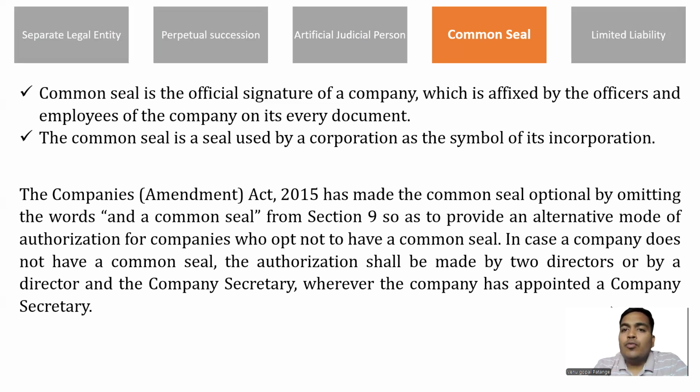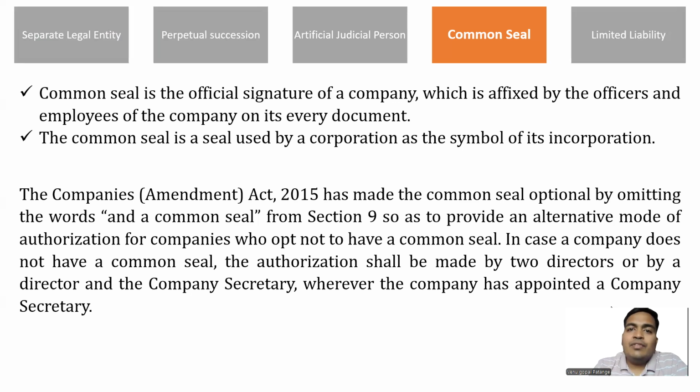So if you would like to continue using common seal, you can use it. But if you don't want to use common seal, what can directors do instead? Two directors can sign, or one director along with the company secretary can sign on the documents instead of common seal. This was the option given for companies: either use common seal, or two directors, or one director with one company secretary signature on the documents.